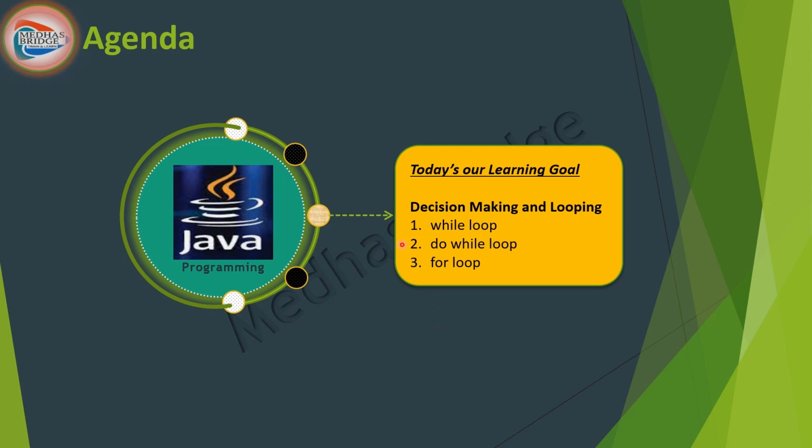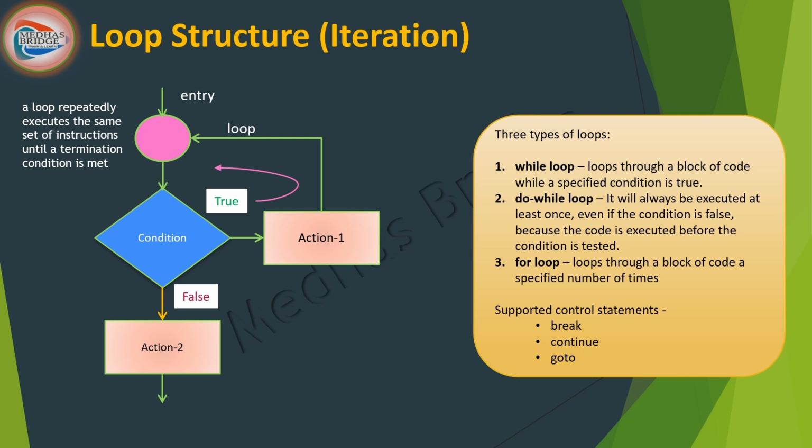Here is our today's agenda. Let's look at the loop structures concept. Loop structures are also known as iterations. What is meant by a loop? A loop means repeatedly executing the same set of instructions until the termination condition is met. That's what is meant by a loop.